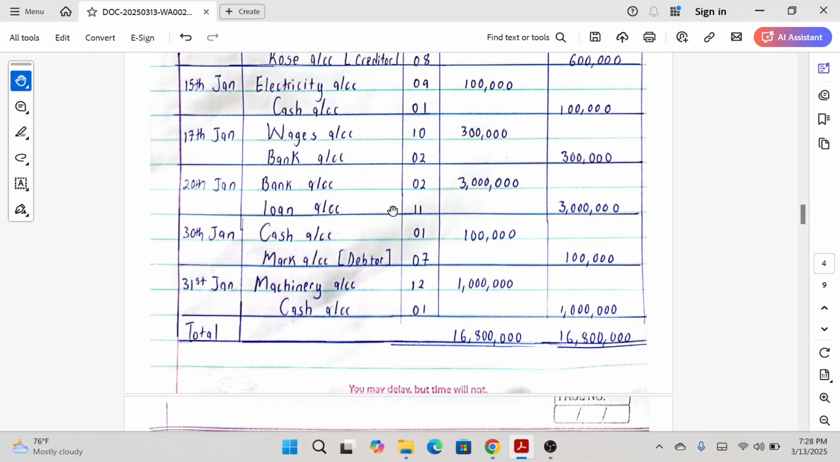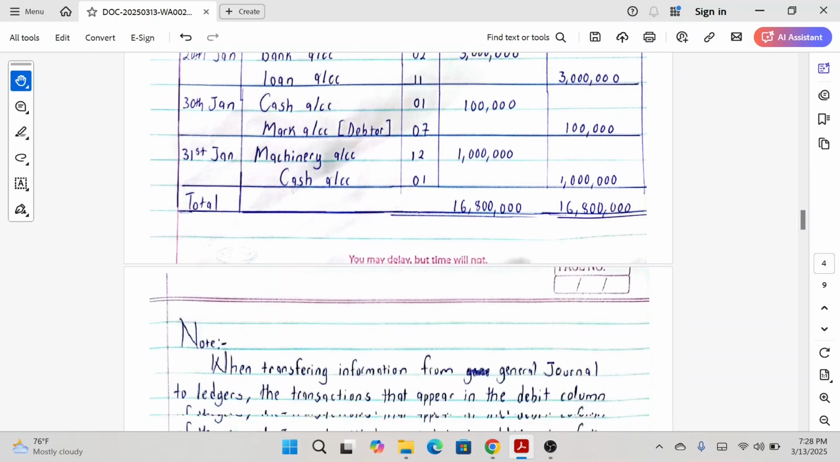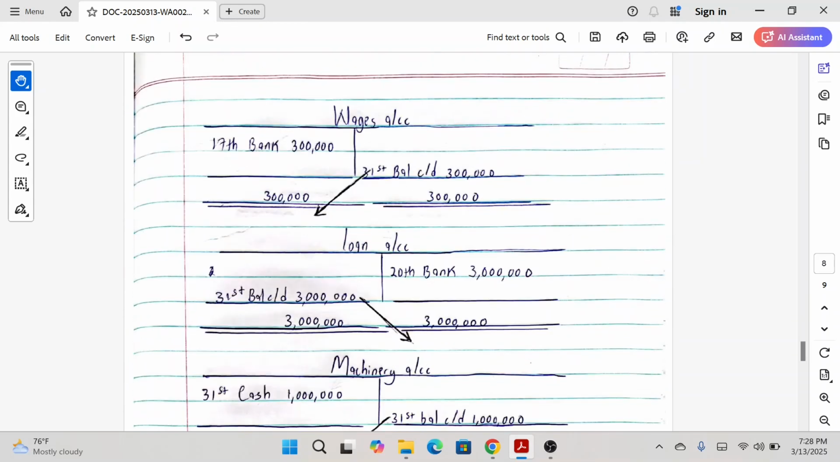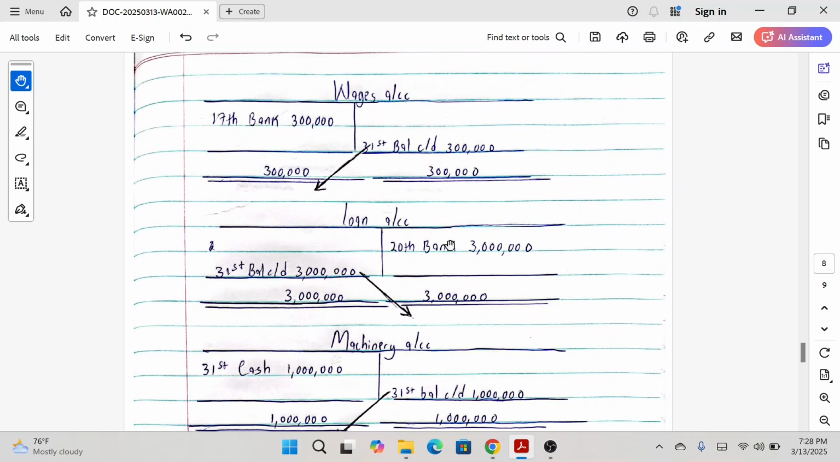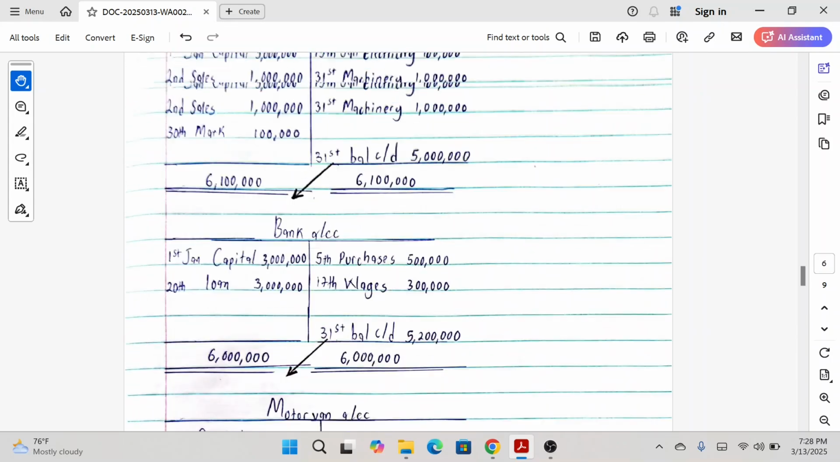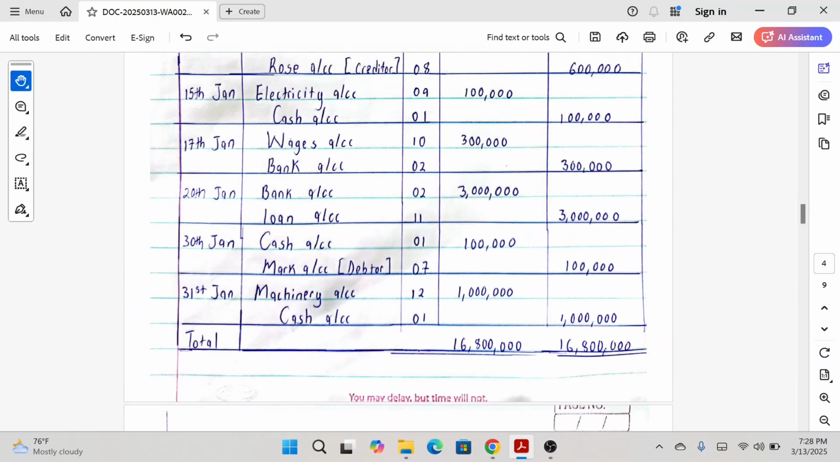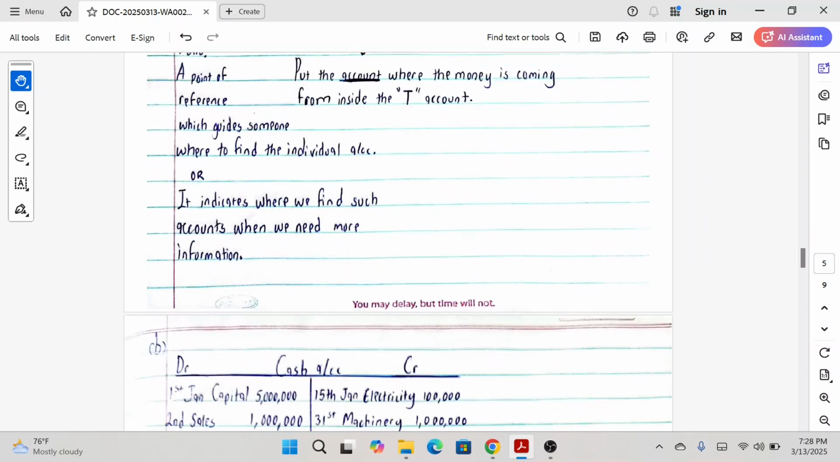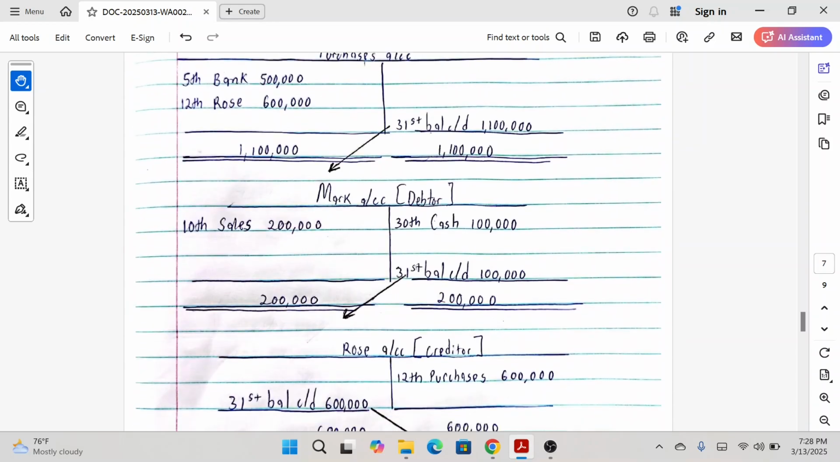So this is a loan. So the loan account, on the credit side of the loan account, you're going to call money is coming from bank. You're going to put the 20th Jan bank, and then you put 3 million on the credit side. So you go to loan account. So the loan account is having 20th bank 3 million. So you're going to check if there isn't any other transaction that happened after 20th. So you have 11, that's the only 11 you're having. So you also balance up that account.